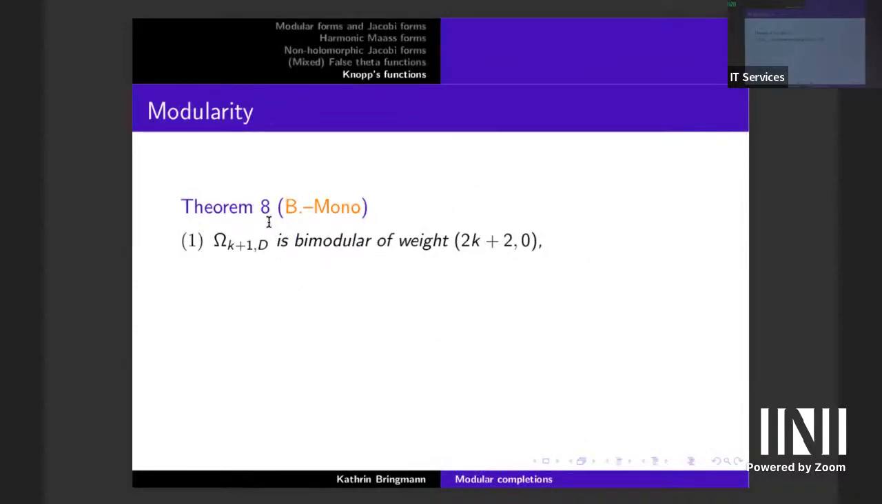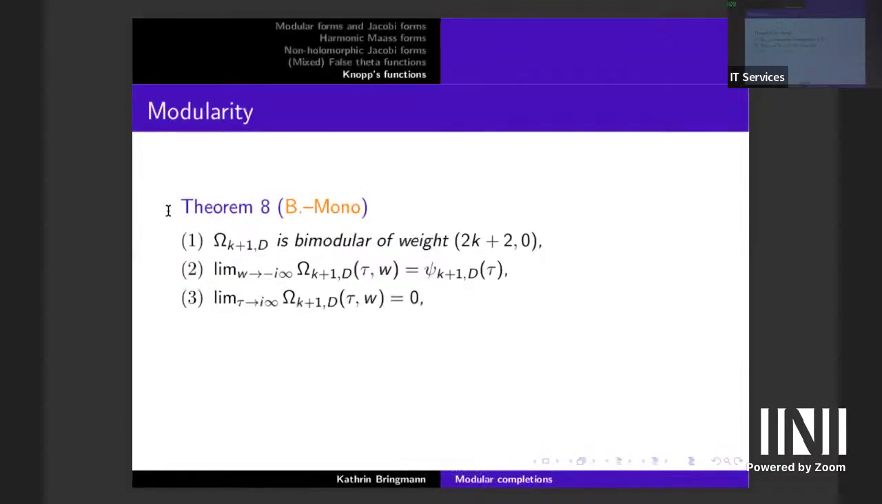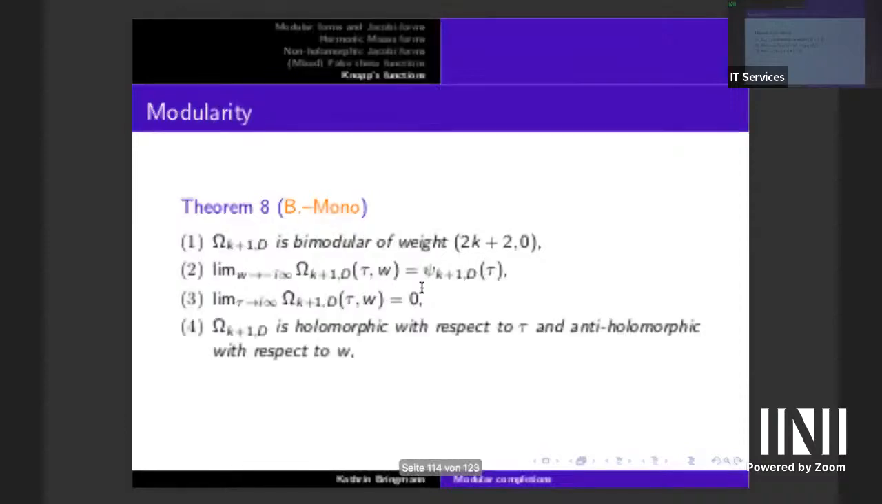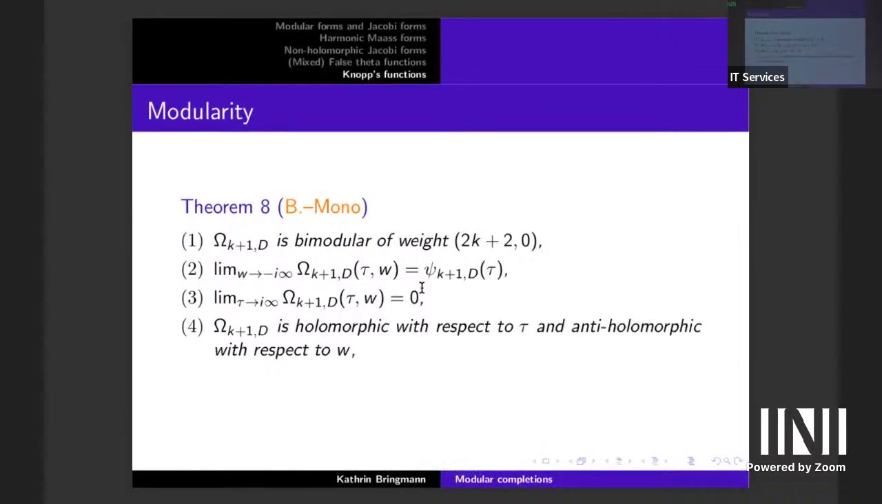This function transforms modular, actually in two variables. The first variable has weight 2k plus 2, and the second variable has weight 0. And now the main question is, how does it complete the function? If you take the limit, my second variable going to minus infinity, then I recover my original function. So very similar to the false theta function, I can get the original function back from my completion by just taking a limit. And if I take the second variable and go to infinity, I get 0, so it's some cuspidal condition. And this completion is holomorphic with respect to tau and anti-holomorphic with respect to my second variable w.